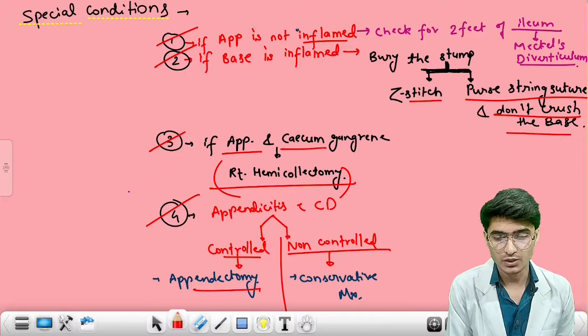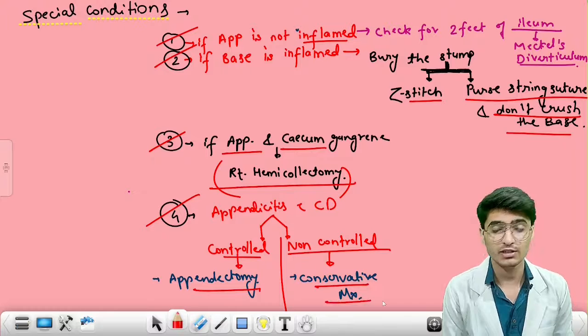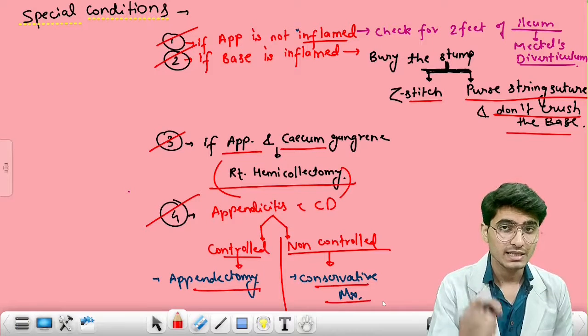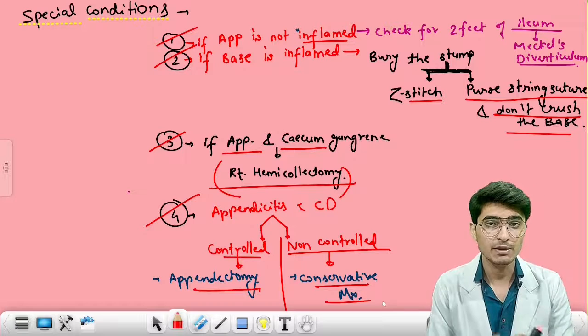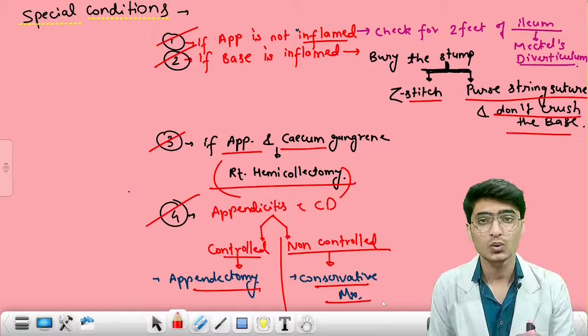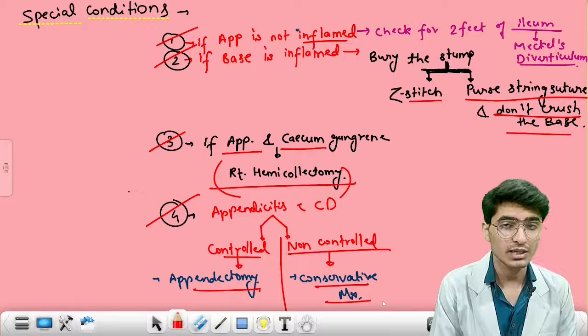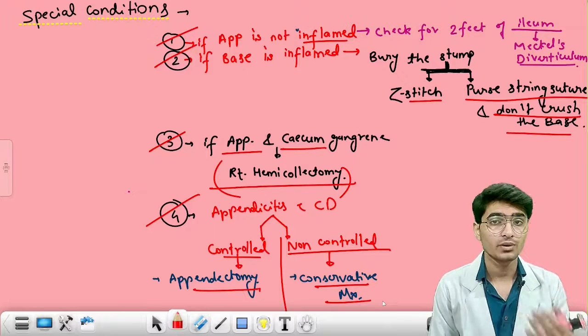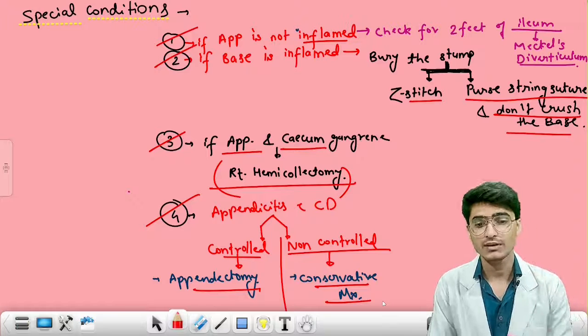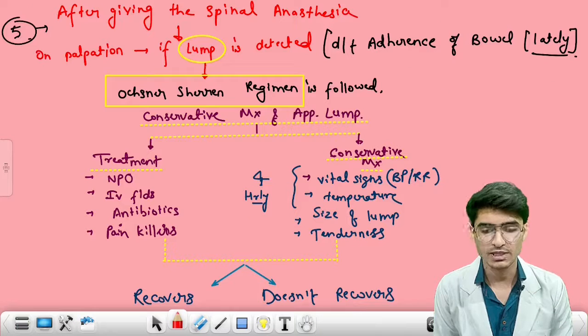If it is not a controlled case, then we will go for conservative management, not surgery. In a non-controlled case, the whole gut is so fragile that it can't go for surgery. If it goes for surgery, there is more risk of gangrene, more risk of inflammation, and more risk of perforation. That's why conservative management is preferred there.